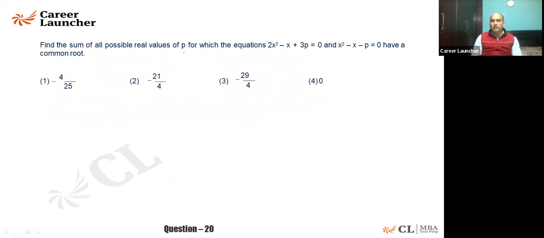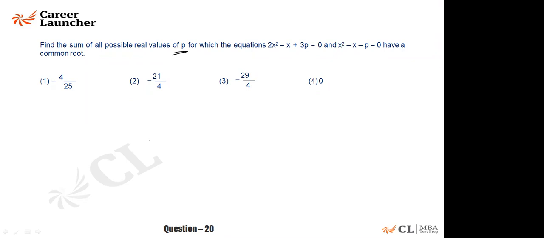The question is: the sum of all possible real values of p for which they have a common root. Their roots are coming out to be the same. Would you like to answer this?